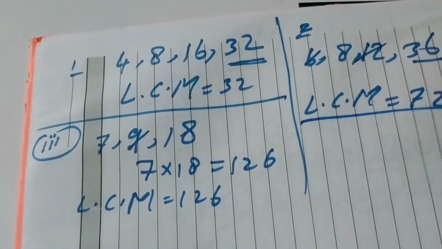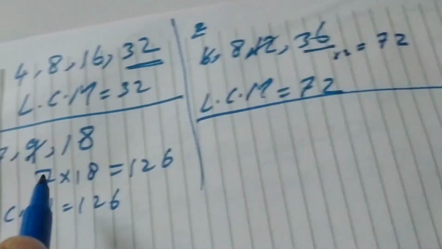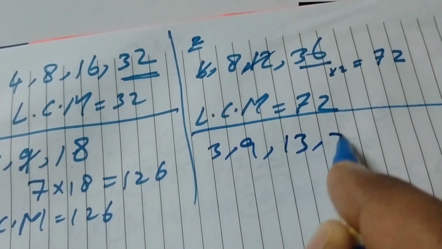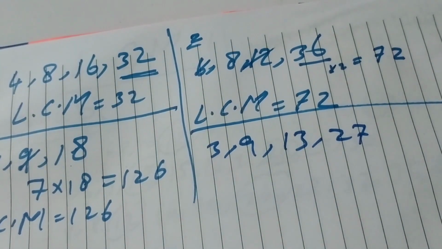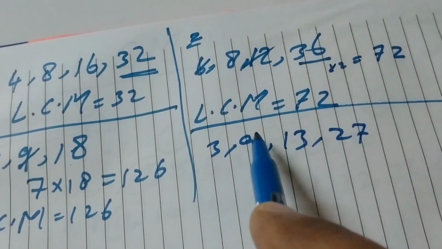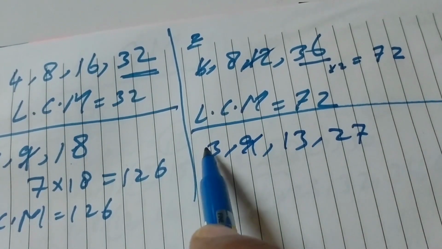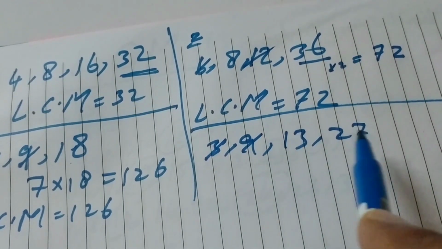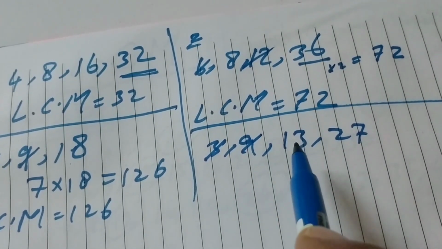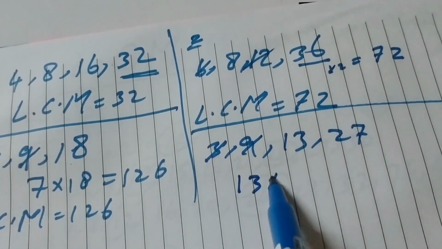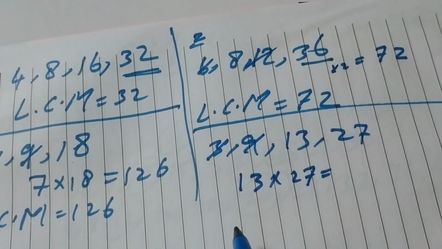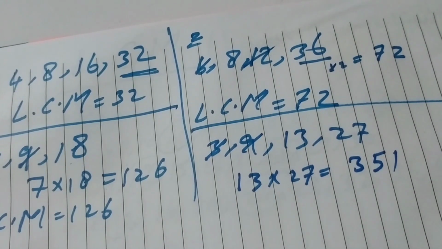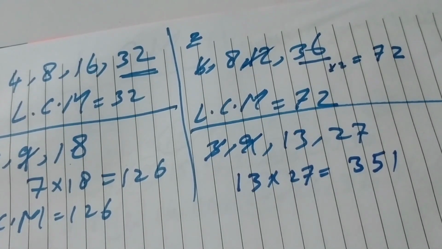I am going to repeat this technique again with a big number. For example, we have 3, 9, 13, 27, four numbers. Now, my dear, look, 9 is divisible by 27, we will cut it. 3 is also divisible by 27. So now what remains? 13 and 27. 13 is a prime number. If 13 is a prime number, what will we do? 13 multiplied by 27. Clear? And after multiplication you will get 351. Clear?